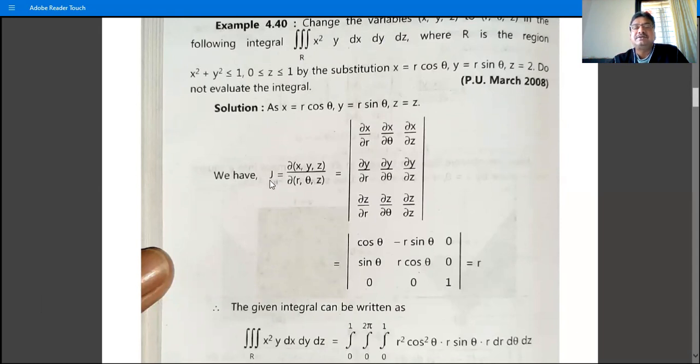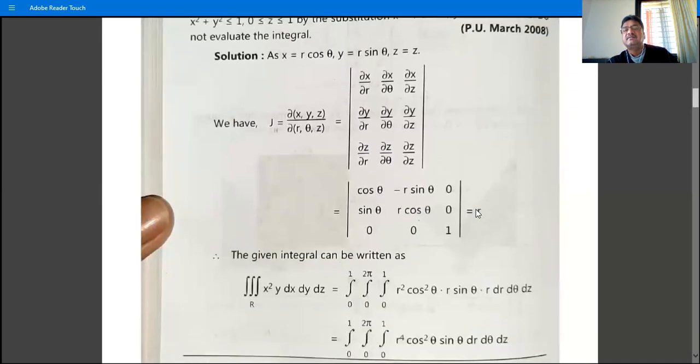So first find J. J is the determinant of del(x, y, z) by del(r, theta, z), because we have to convert x, y, z in terms of r, theta, and z. So it is del x by del r, del x by del theta, del x by del z, del y by del r, del y by del theta, del y by del z, and then del z by del r, del z by del theta, del z by del z. From this, we have cos theta, minus r sin theta, 0, and solving this determinant we have the answer r.